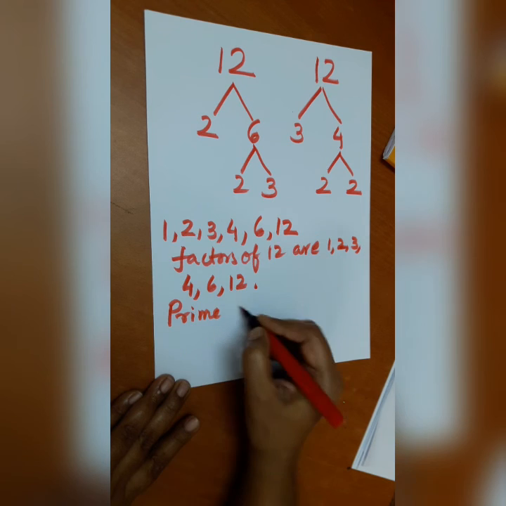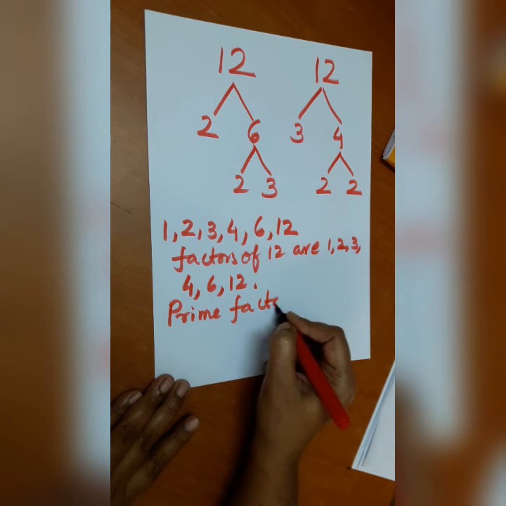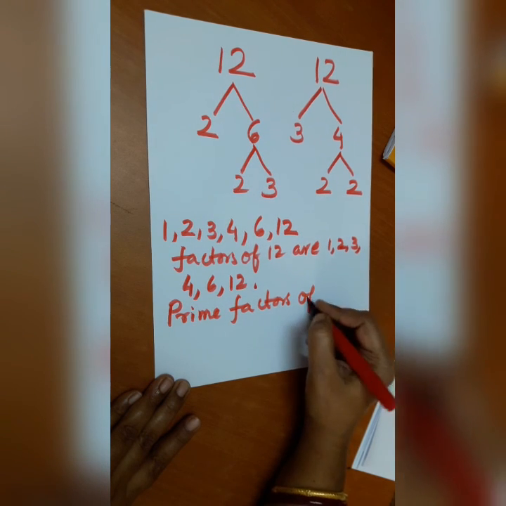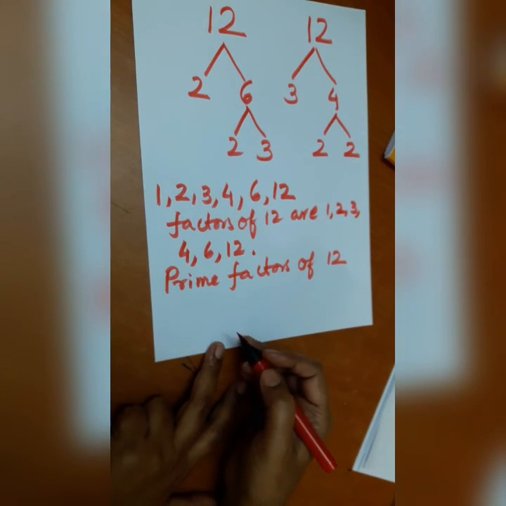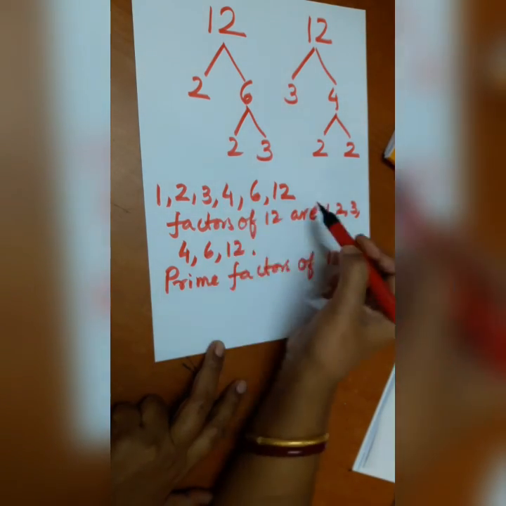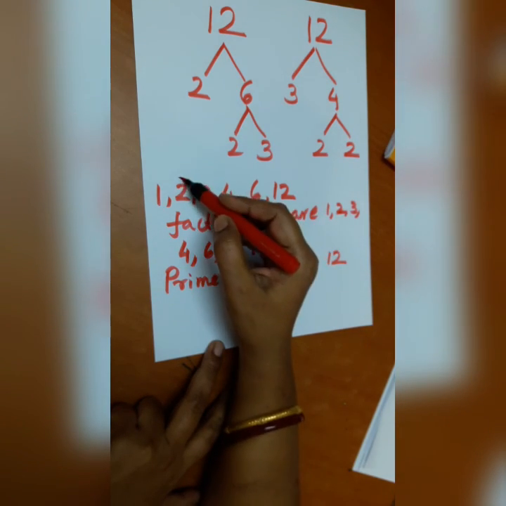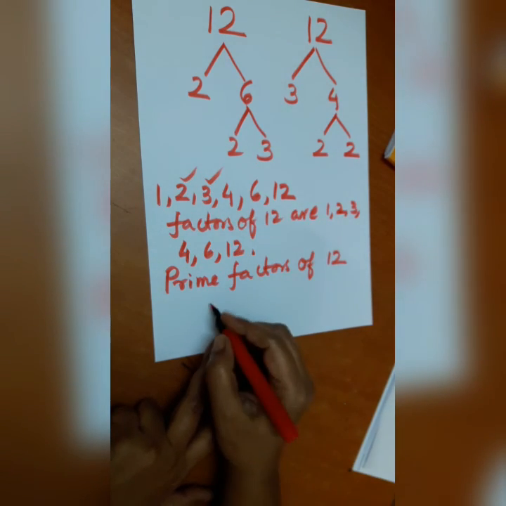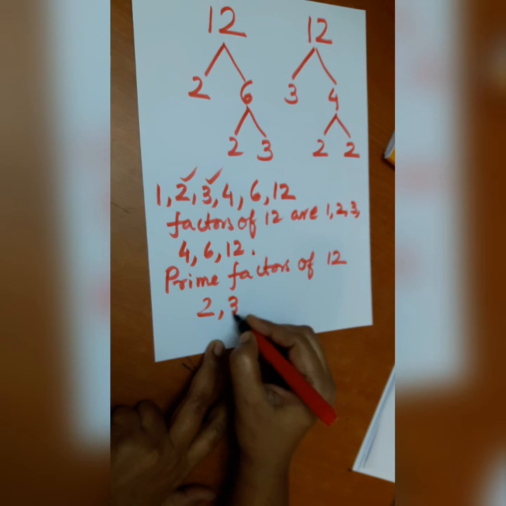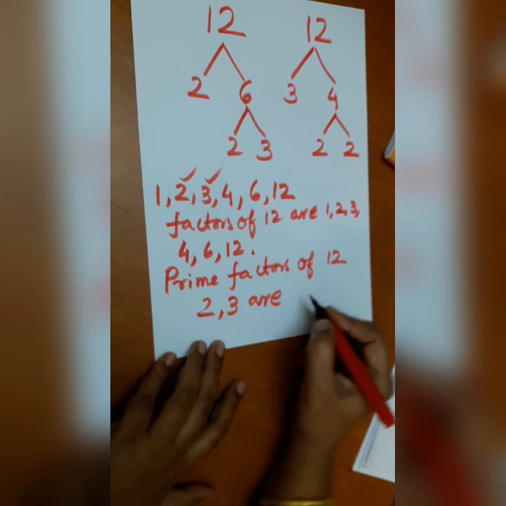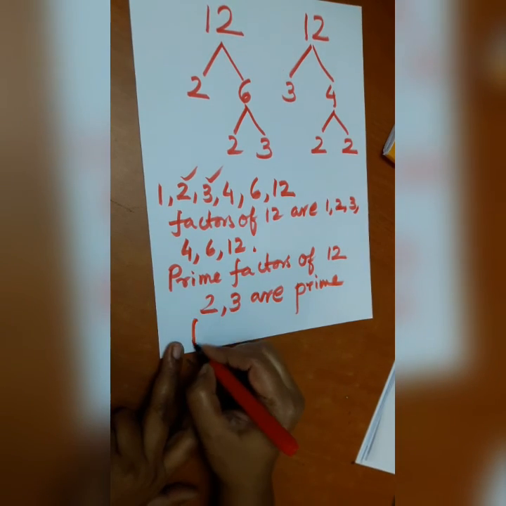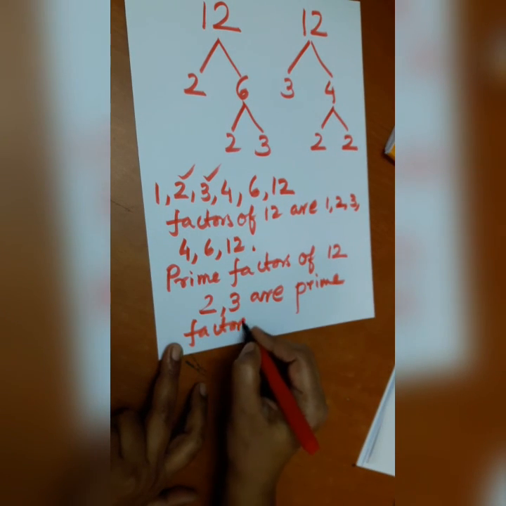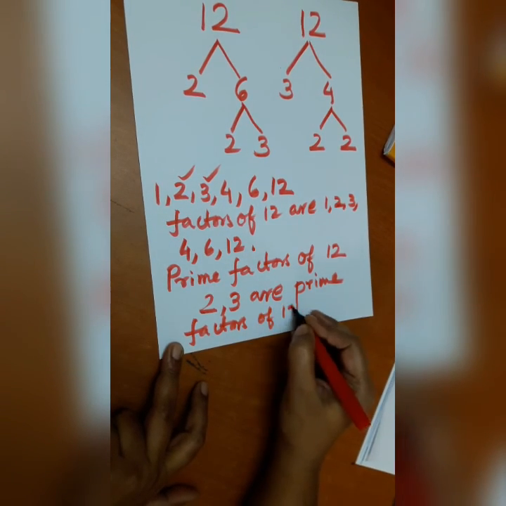But what are the prime factors of 12? You have to find out only the prime numbers. What are the prime numbers in this group? 2 and 3. So 2 and 3 are prime factors of 12.